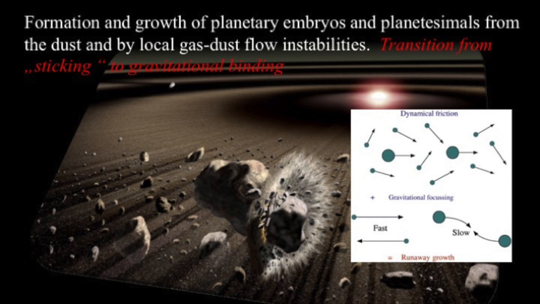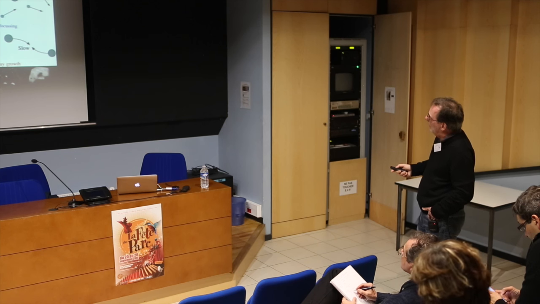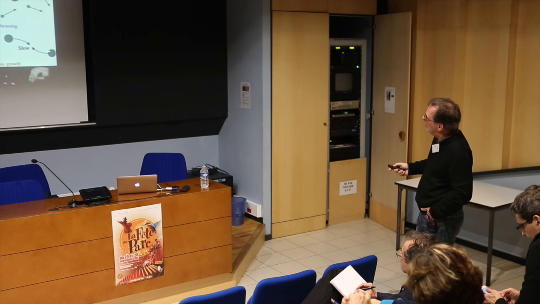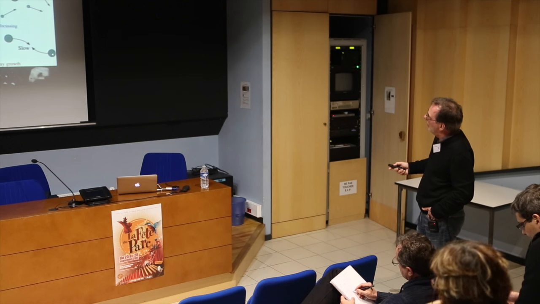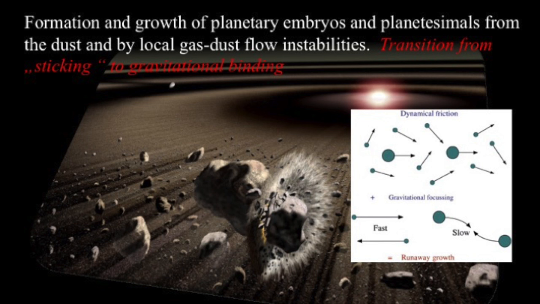And here is a little cartoon that shows two bigger bodies going through here and smaller ones on different orbits, and some of them are attracted towards them and are then eaten by the bigger particles. Also, if you have bigger particles passing by, through the action of gravity you slow them down, and with the right conditions they may collide. And if the collision is just right, they may stick to each other.